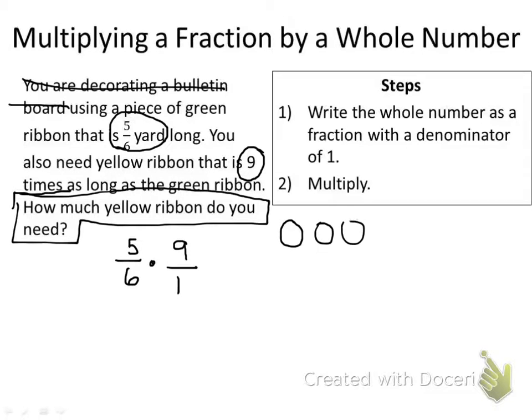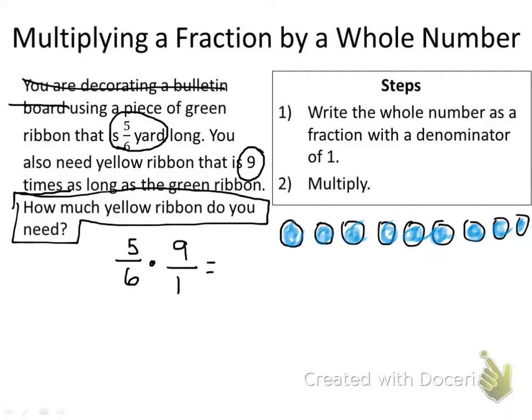That would be 9 that looks like this: 1, 2, 3, 4, 5, 6, 7, 8, 9. And that means that they're all colored in. And that is 9 wholes. So the easiest thing to do is just write 9 with a denominator of 1. And then step 2 is multiply, and our steps for multiplying are to multiply our numerators.